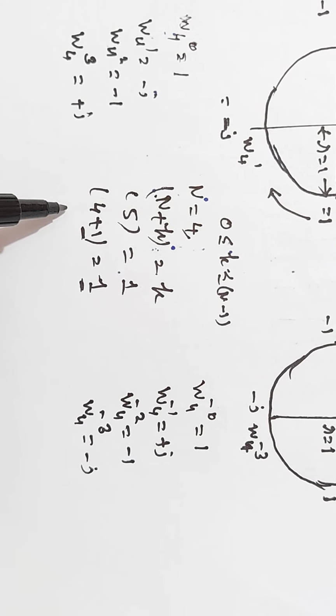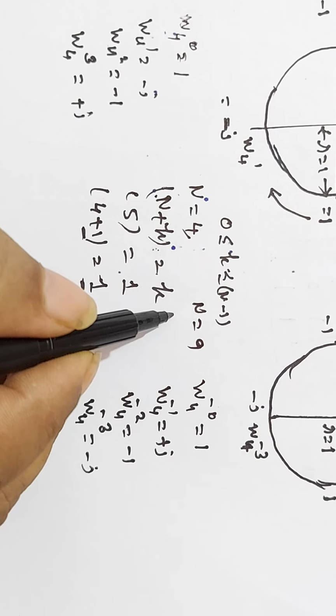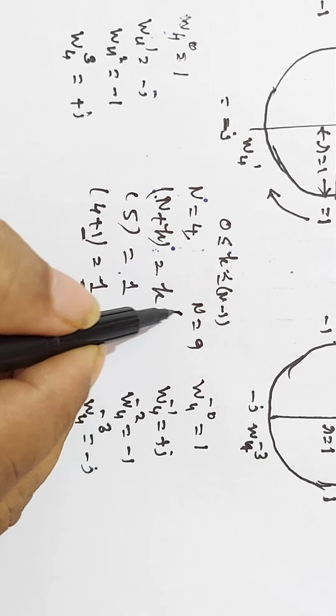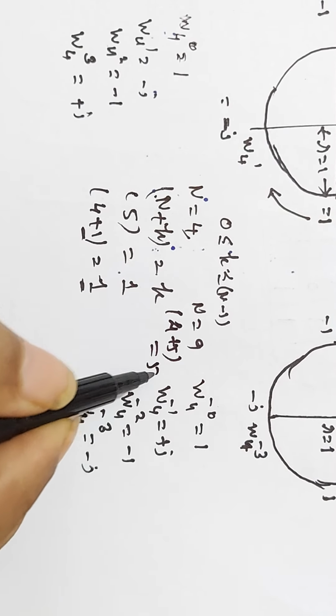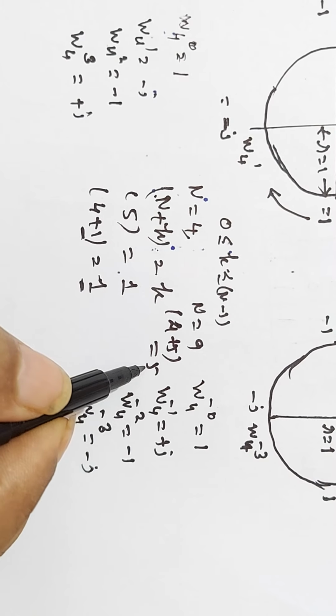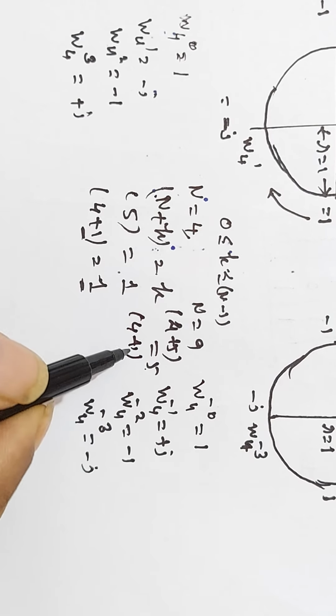Similarly, the ninth point. If the index is 9, how do you write this 9? You can write it as 4 plus 5, which is equal to the fifth sample. The ninth sample is also equal to the fifth sample. Again, the fifth sample can be written as 4 plus 1.